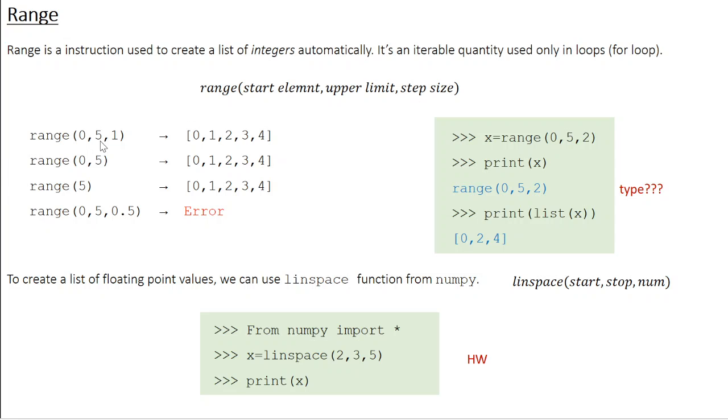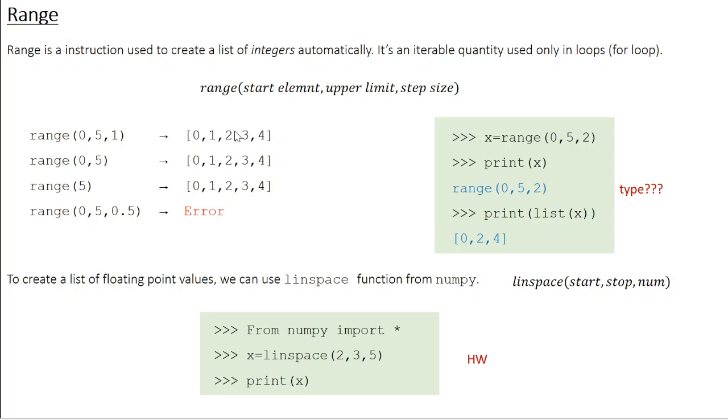For example, when I say range(0, 5, 1), it creates a list where the starting element is the first element 0, and the ending element is going to be upper limit minus 1, just like the slicing case. When you do the slicing, you get the last element minus 1, right? Same way you have upper limit minus 1. So your last element is going to be 5 - 1, which is 4. And step size indicates the gap between each element. So here step size is 1. So the list elements are going to be 0, 1, 2, 3, 4.